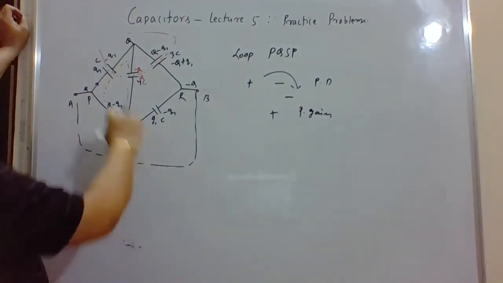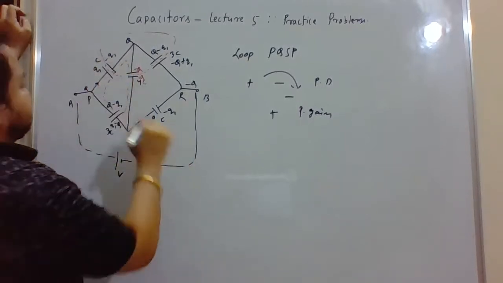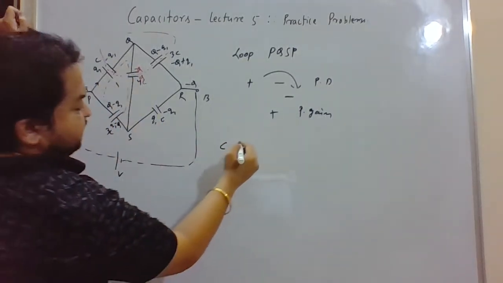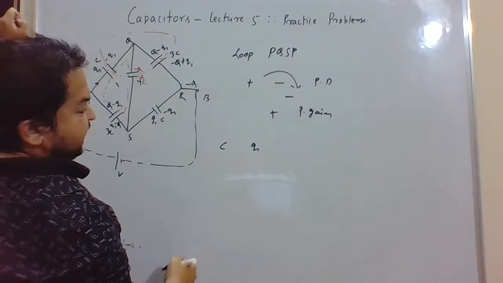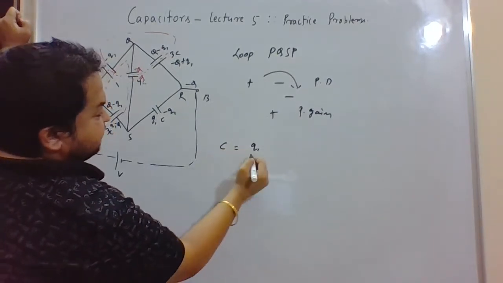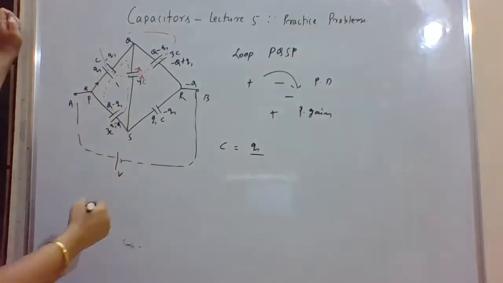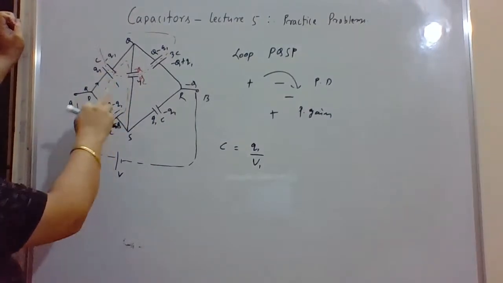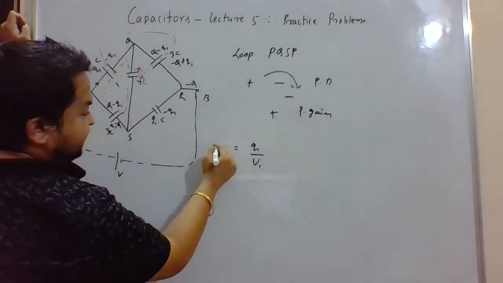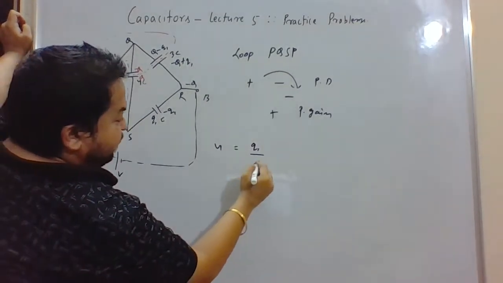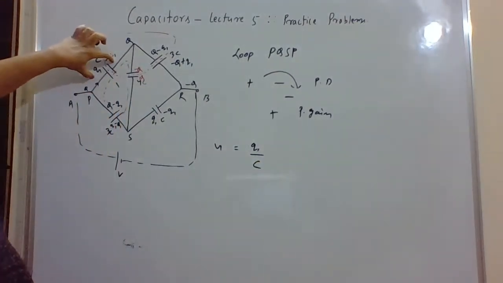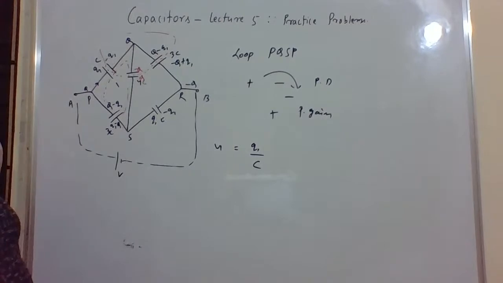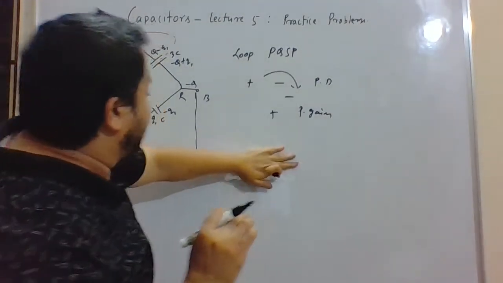Now, the capacitance of the first capacitor is C, and the charge on this capacitor is Q1. So I can say C is nothing but Q1 by V1, supposing the potential difference across this is V1. So V1 is nothing but Q1 by C. Whatever charge is appearing across this capacitor, divided by the capacitance, would give me the potential. Let me use that formula here.